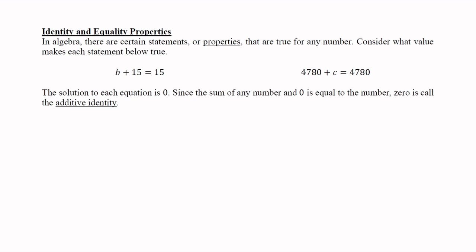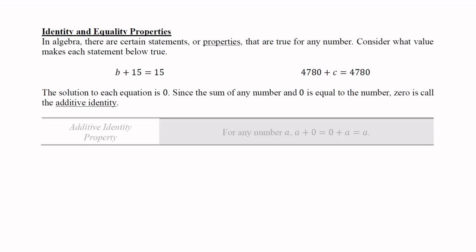Since the sum of any number and 0 is equal to the number, 0 is called the additive identity. So the additive identity property states for any number a, a plus 0 equals 0 plus a, which is equal to a.